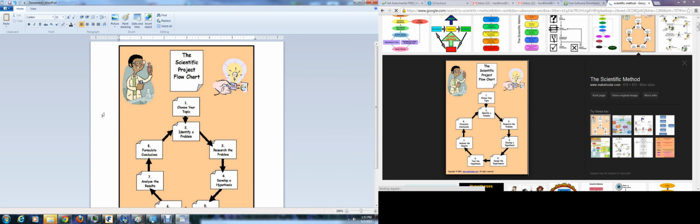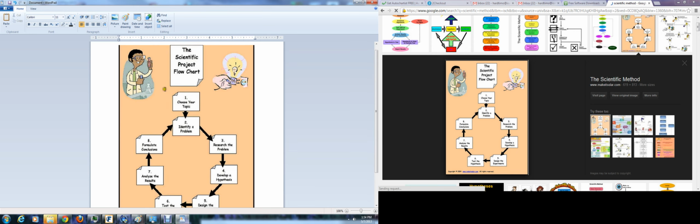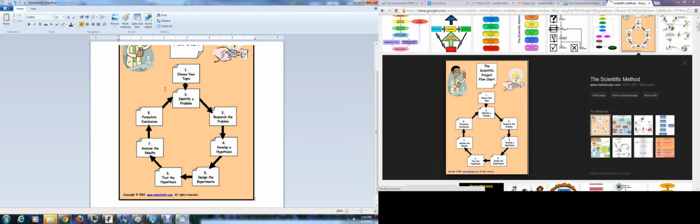Anyway, so as you can see, the scientific method: you choose your topic or observation, and then you identify the problem, you research it, develop a hypothesis, design the experiment, test it, analyze the result, formulate conclusions, and then identify the problem again. The point is this thing goes full circle. Everything is a feedback. Every step affects the next step. This is process. It's important to do this because it'll help you become a better trader.